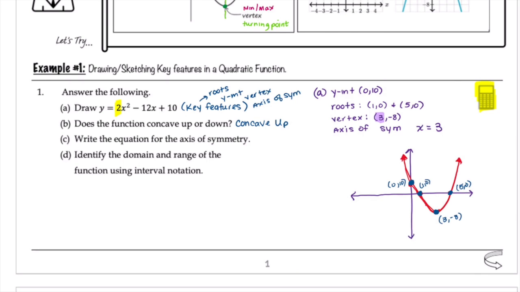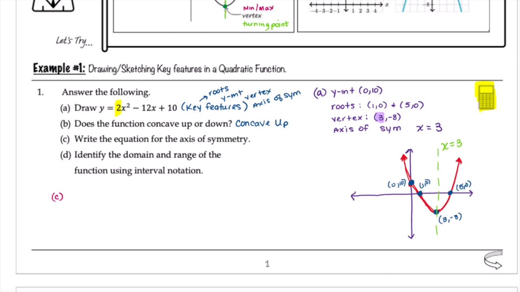I am going to draw in my axis of symmetry, and that is the equation x equals 3. And I am done with my drawing piece. For part C, we want to write the equation for the axis of symmetry. We already know what the axis of symmetry is. I am going to do this algebraically using the formula I gave you.